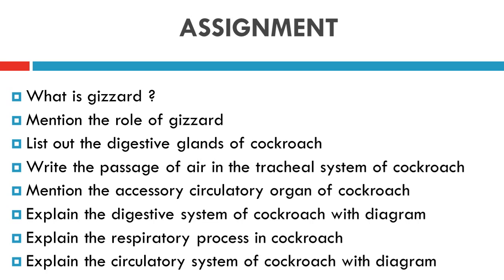These will be asked as either 3-mark or 2-mark questions. And of course, every system will be asked as a 5-mark question: explain the digestive system of cockroach with the diagram, or explain the respiratory process in cockroach, or explain the circulatory system of cockroach with the diagram. Wherever a diagram is there, you surely have to draw the diagram also. Please go through all these answers from the textbook, go through these pages, and please do it well.